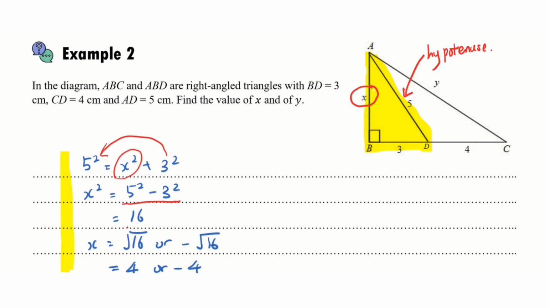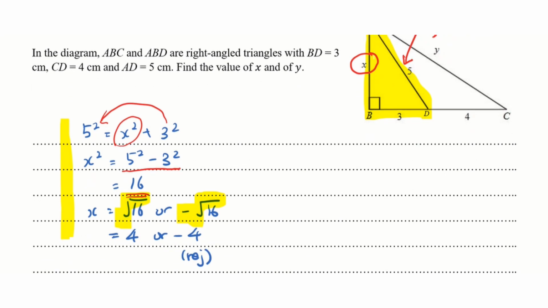Pressing it into the calculator, I will get 16. Then x is equal to the positive square root of 16 or also the negative square root of 16. Taking note that we of course must reject the negative value, hence we find that x must be equal to 4. That will be the answer for x.